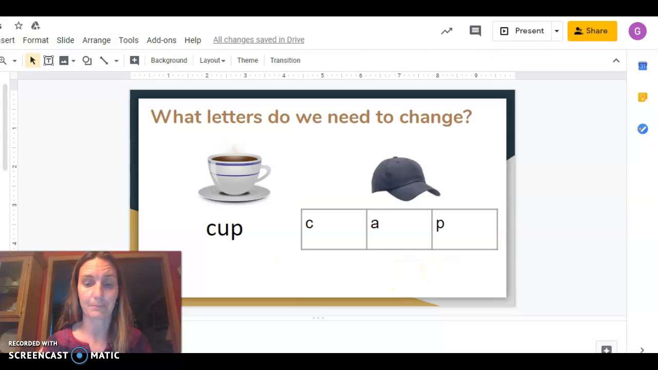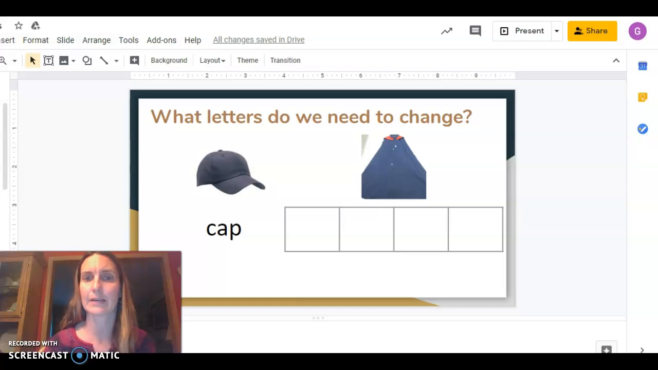Let's do another one. What letters do we need to change? We have the word cap. Now I want it to say cape. Let's stretch out cap again. Cap, k-a-p, cap. Let's stretch out cape. Cape, k-a-p, cape.